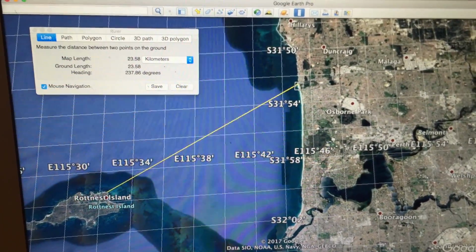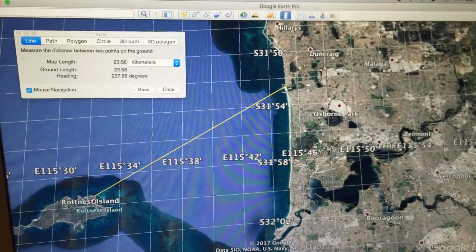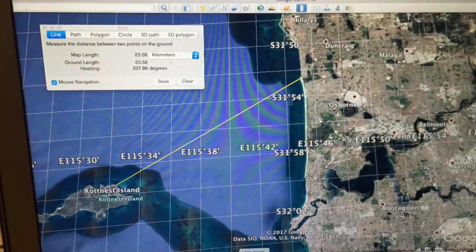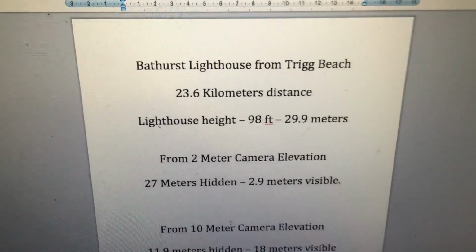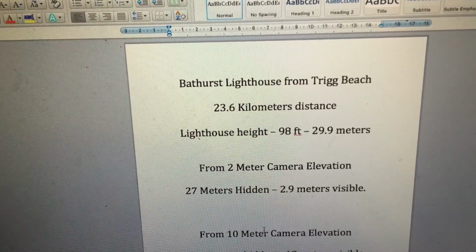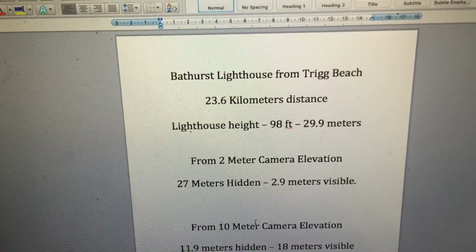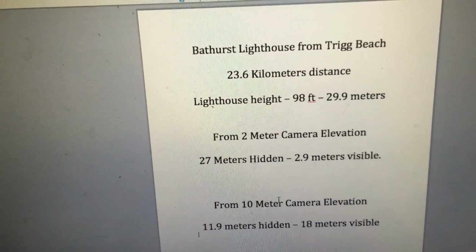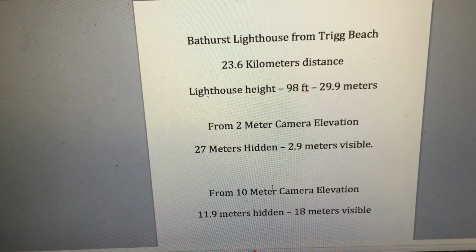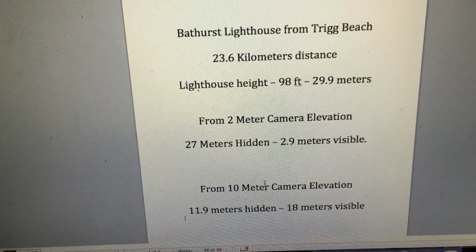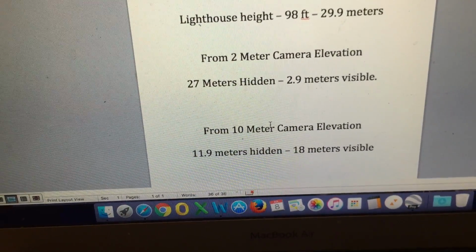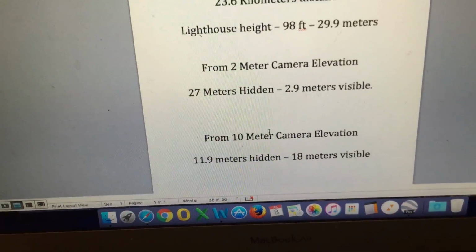I had a few people on my previous video do the curvature math, and basically every flat earther that presented the math, they got it wrong. So I'll do it myself this time just to show you what the correct math is. Bathurst Lighthouse from Trigg Beach is 23.6 kilometers distance. The lighthouse height is 98 feet, which is 29.9 meters. Now, from the 2 meter camera elevation, we should get 27 meters hidden, and that would leave 2.9 meters visible. From 10 meter camera elevation, we should have 11.9 meters hidden and 18 meters visible.